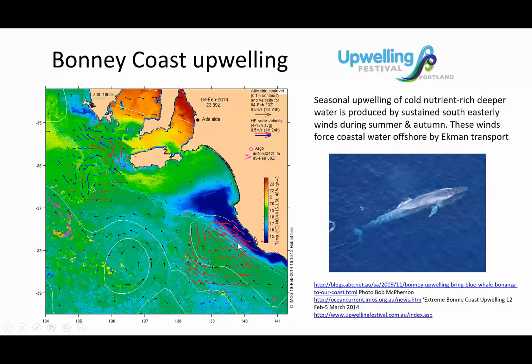As a result of that upwelling, we bring nutrients up from depth. We end up with very strong phytoplankton growth and lots of primary productivity that support fish life and other higher organisms in the food chain. And this is one of the few places in Australia where you can go regularly to find blue whales, which come here, particularly during those autumn months, to feed on those plankton. And there's even a special festival, the Bonney Coast Upwelling Festival in Portland every year.